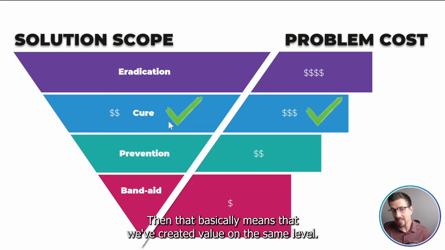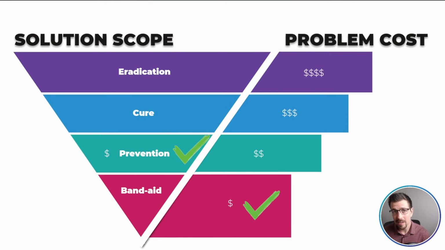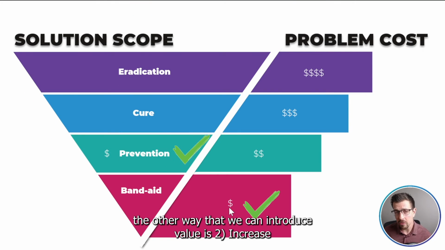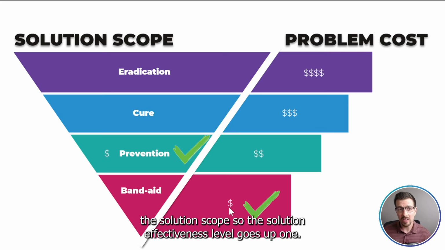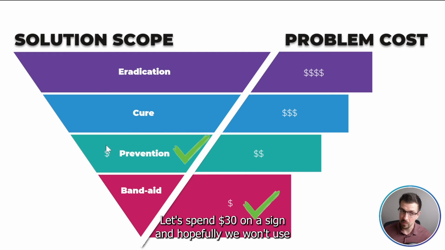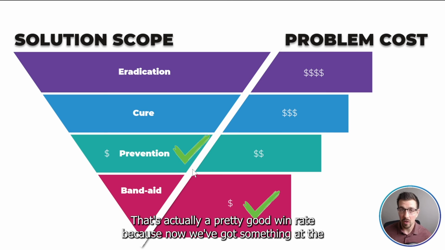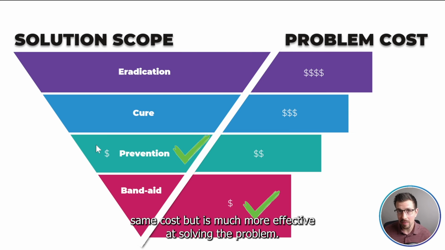Then that basically means that we've created value on the same level. Now, if we can't reduce the cost, the other way that we can introduce value is to increase the solution scope, like the solution effectiveness level goes up one. We're currently spending $30 on band-aids. Let's spend $30 on a sign, and hopefully we won't use as many band-aids in the first place. That's actually a pretty good win because now we've got something at the same cost but is much more effective at solving the problem.